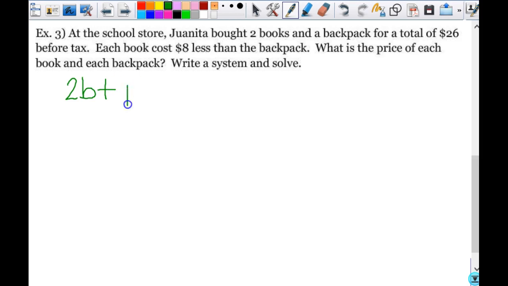So 2 books and a backpack equals $26. If I'd have thought ahead, maybe I'd have done something different, or maybe I thought that was fine too. Then each book costs $8 less than the backpack. So here's the other thing I want to make sure you understand from word problems.